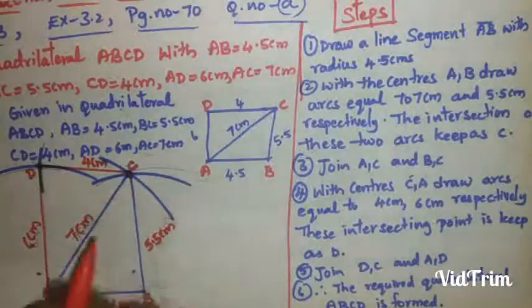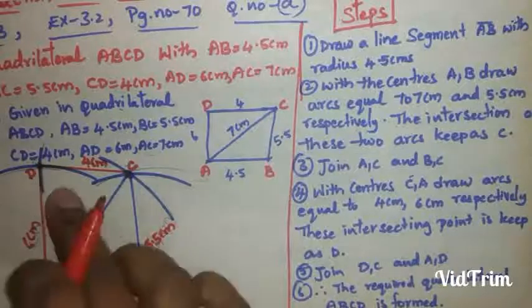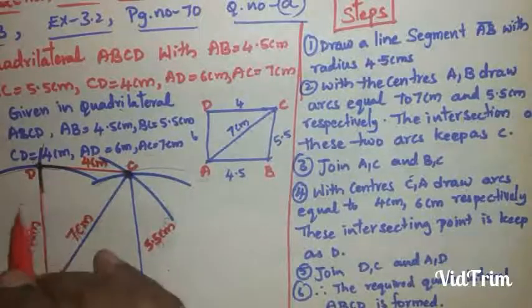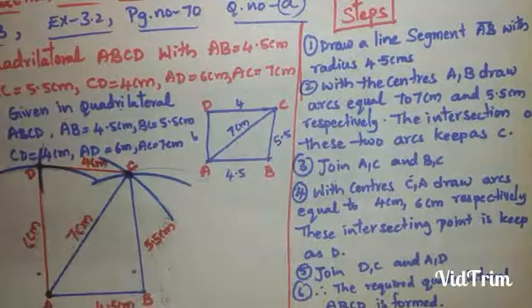We have drawn two triangles here. First a triangle, then by using A and C we have drawn two arcs which meet at D. Again we join the lines. Therefore, the required quadrilateral ABCD is formed. See here, ABCD is a quadrilateral.